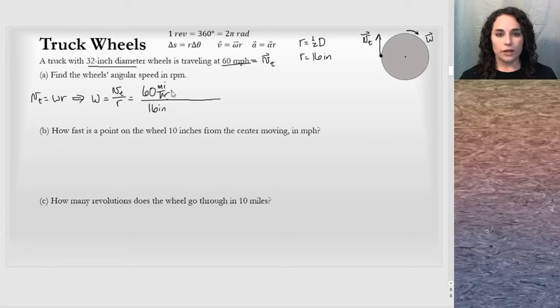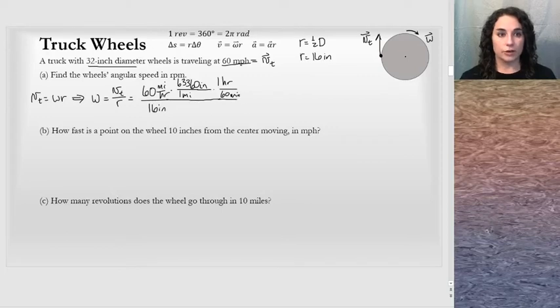Let's convert from miles to inches. 1 mile equals, here's the conversion factor for the number of inches in a mile, 63,360 inches in 1 mile. I'm also going to notice that the question asks for revolutions per minute, and this is in hours, so I'll go ahead and convert it to minutes. So in 1 hour, there's 60 minutes.